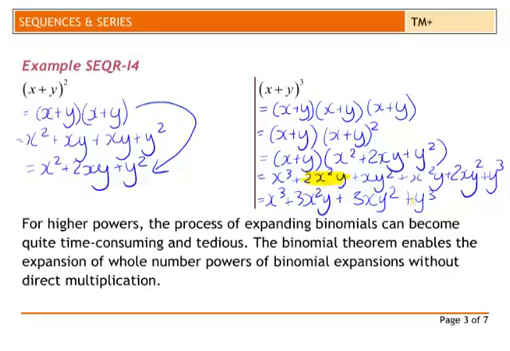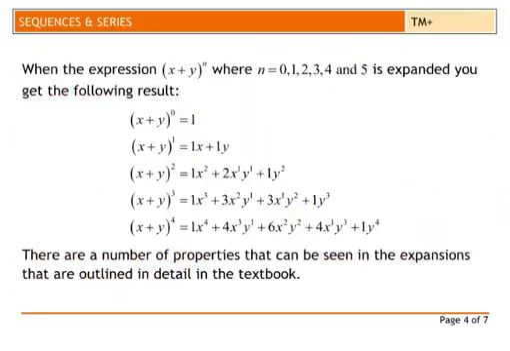So you can see that 2x squared y and that x squared y, and the xy squared and the 2xy squared, combine. Now, for higher powers than 3, the process of expanding binomials can become quite time-consuming and tedious. The binomial theorem enables the expansion of whole number powers of binomial expressions without this direct multiplication. Let's begin by looking at the relationship between binomial expansions and Pascal's triangle.